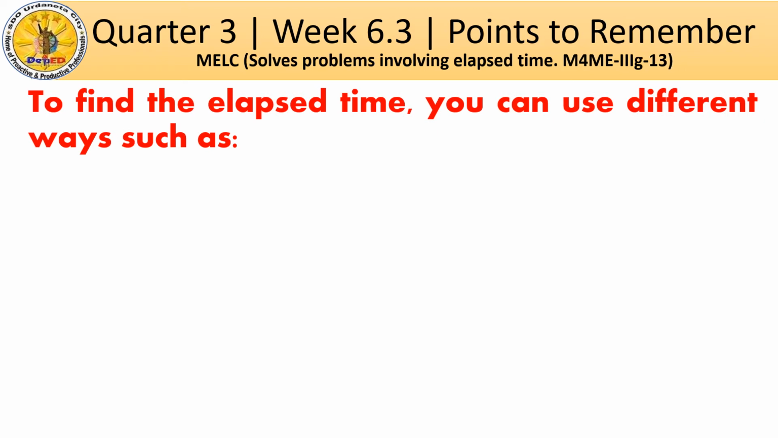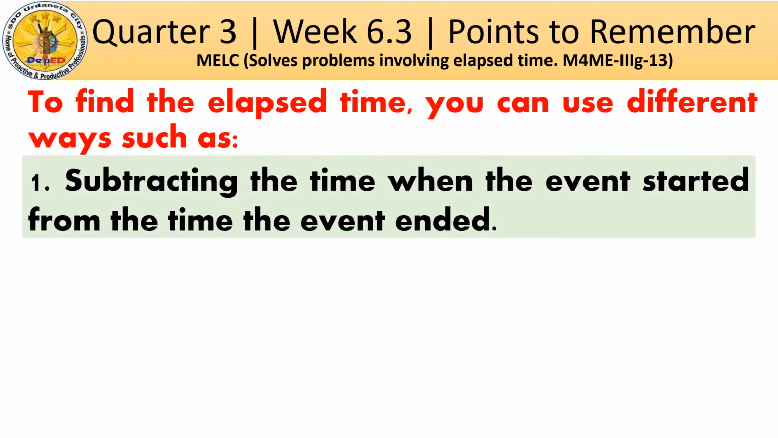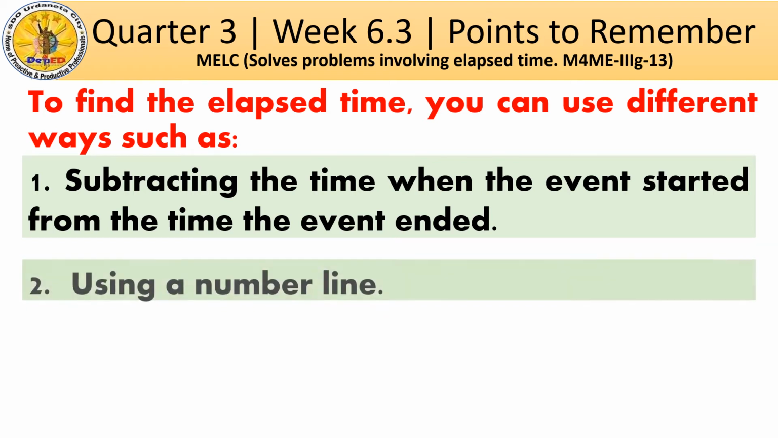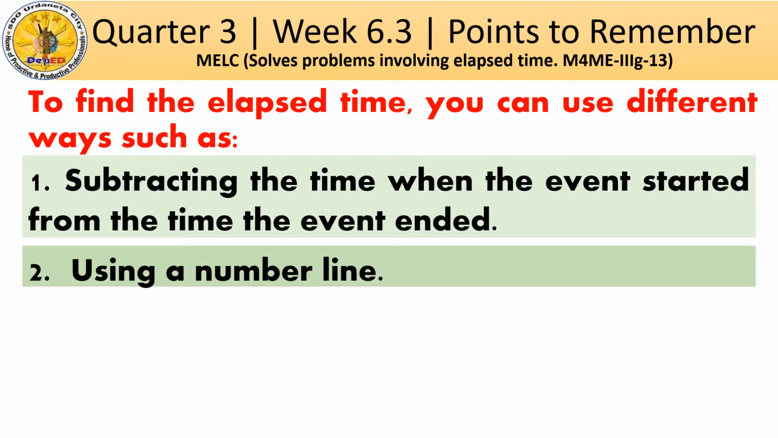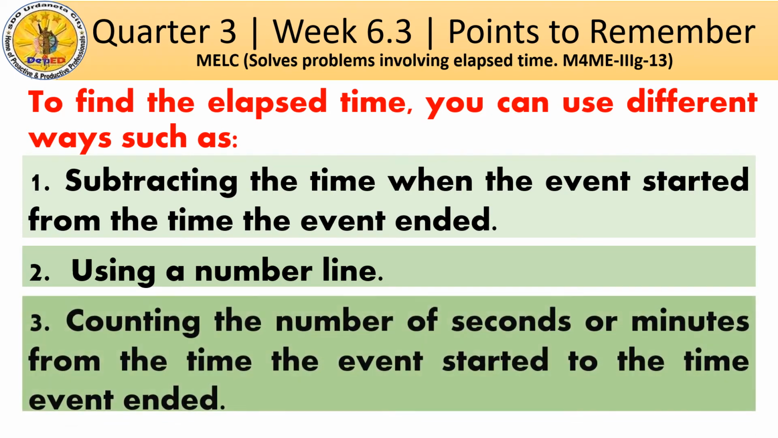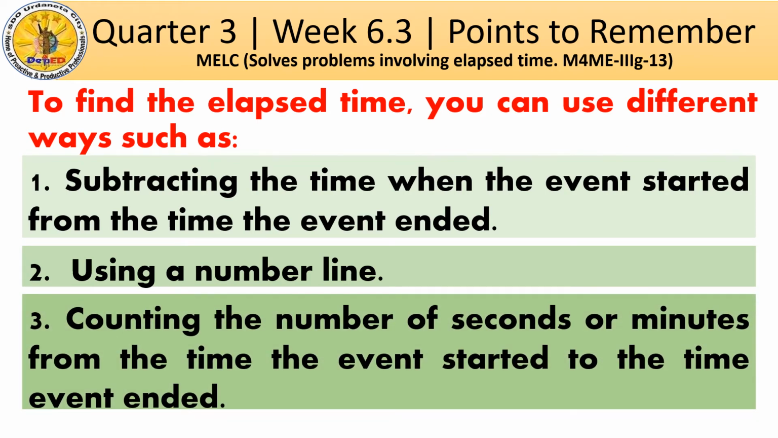To find the elapsed time, you can use different ways such as number 1, subtracting the time when the event started from the time the event ended. 2, using a number line. 3, counting the number of seconds or minutes from the time the event started to the time the event ended.